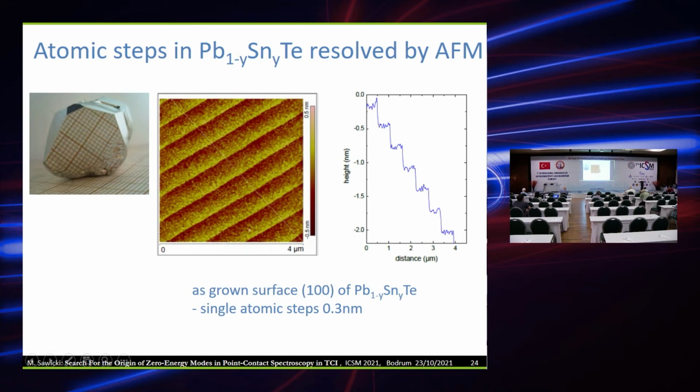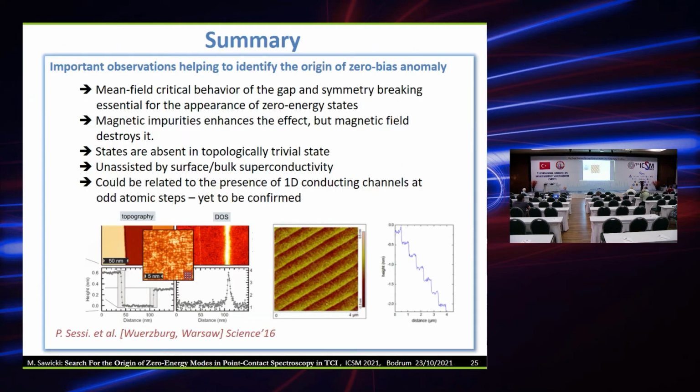Our samples do have steps. I showed you the perfect quality of this surface. These are AFM studies. This is how they look in planar view, and this is the cross section. So these are atomic steps. We certainly have atomic steps, so we cannot exclude this possibility. However, we tried to make standard transport samples, and we didn't manage to detect any superconducting signal.